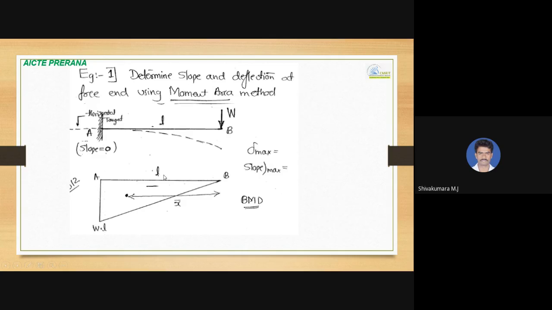So the bending moment diagram: if you take a section at a distance of X, the bending moment due to this load is W into X. If you want to calculate the moment with respect to this A, it is W into L. So that is the moment value which is written over here, and it is hogging in nature. So negative is the sign convention for the bending moment diagram. So this is a triangular portion, and the centroidal distance is 2/3 of L from the apex.